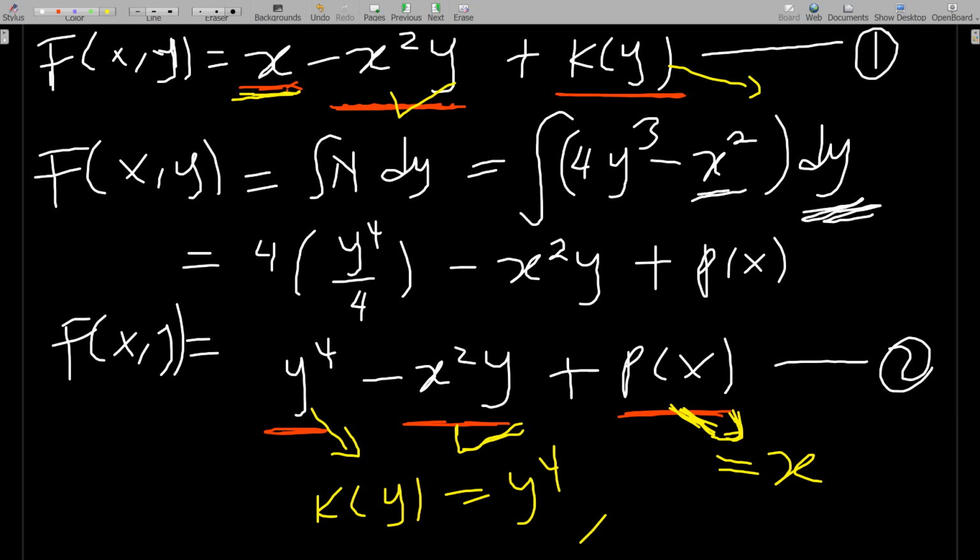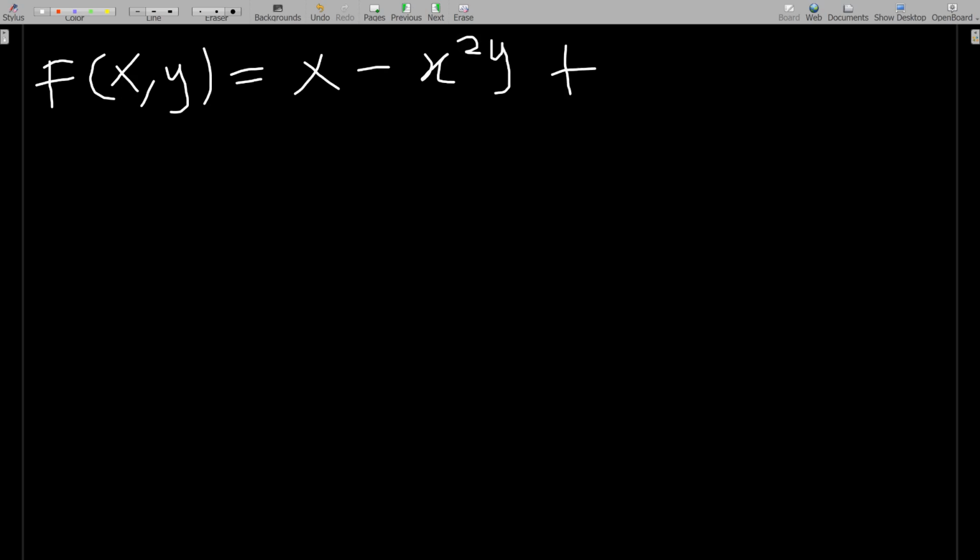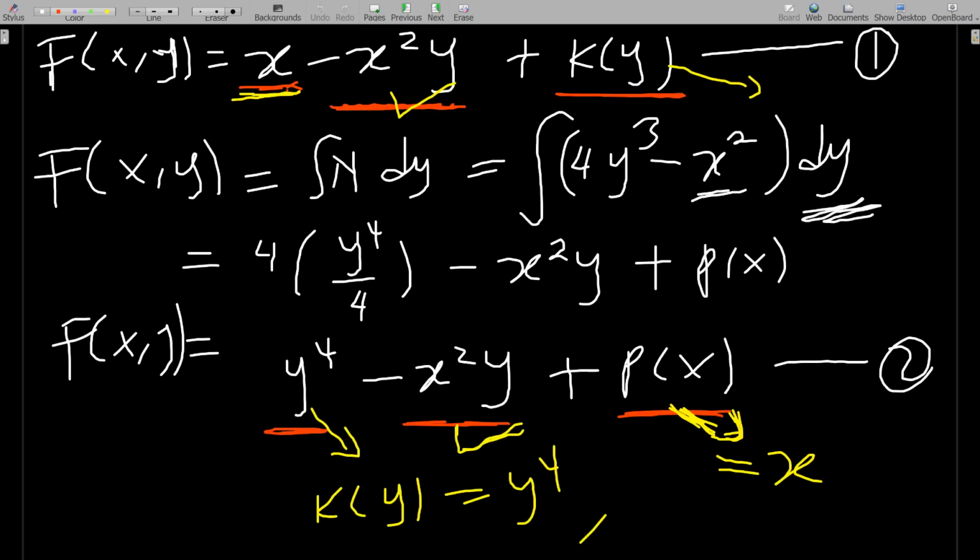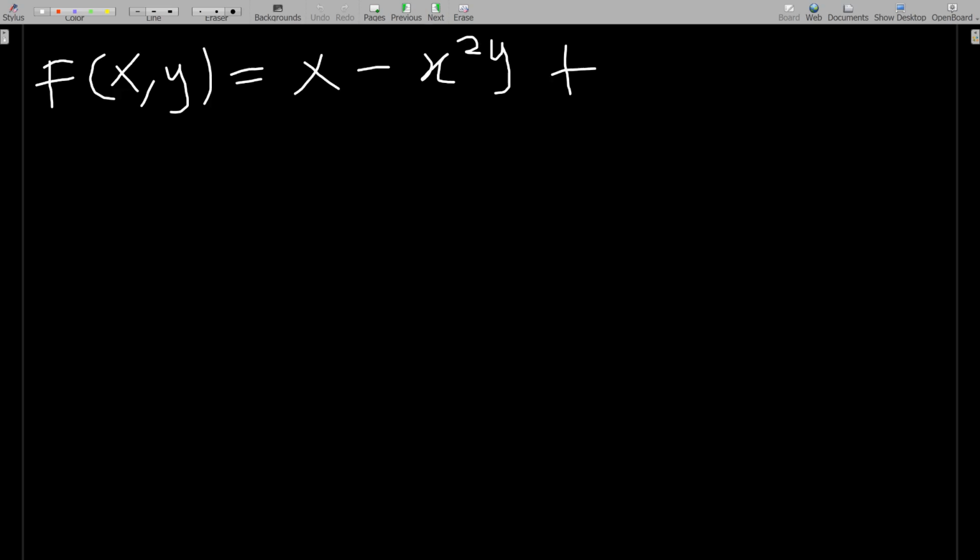So you can pick the first one. Whatever constant you pick and put it there, the solution should be the same. So if I'm using the first equation, f of x y is equal to x minus x squared y plus some k of y, and we are saying k of y is what? y to the power 4. So let me put it there, y to the power 4, and this is my solution.